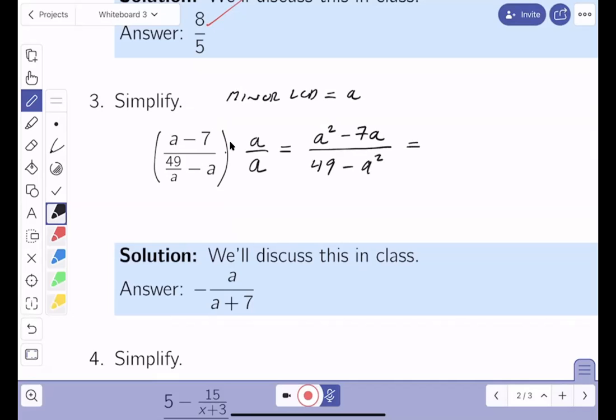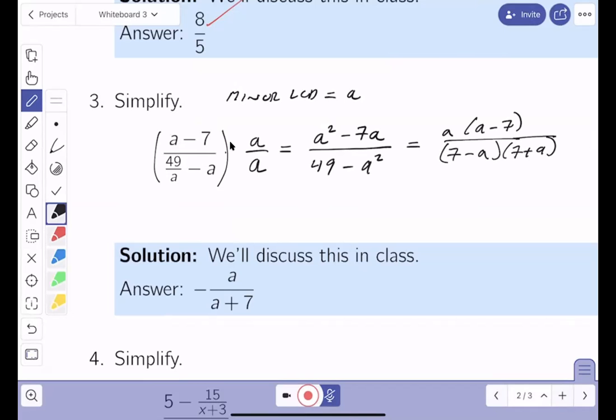Again, a lot of students say, oh, I'm done now, and they put a box on it. But let's see if we're done. I'm going to try to factor it. And you get a minus 7. On bottom, you get 7 minus a, 7 plus a.